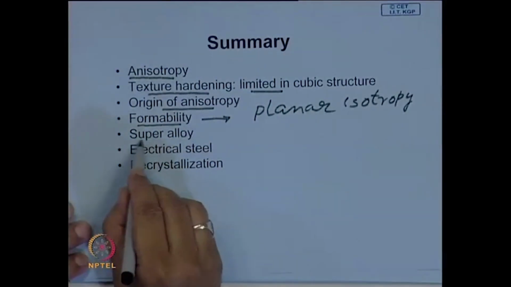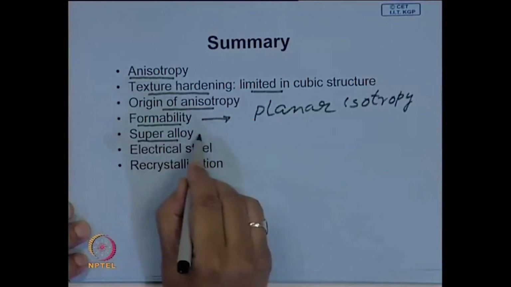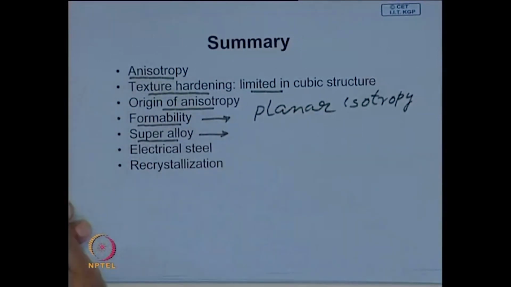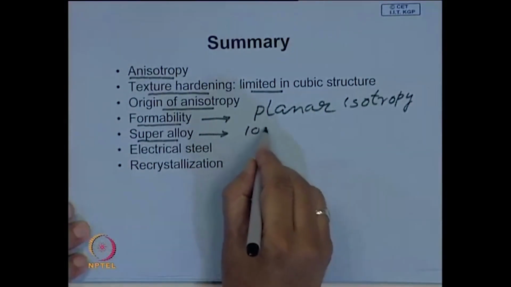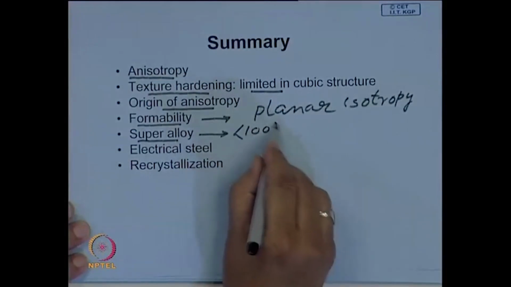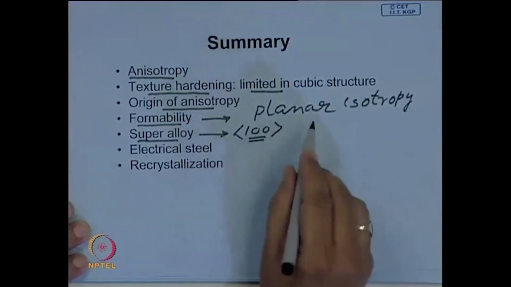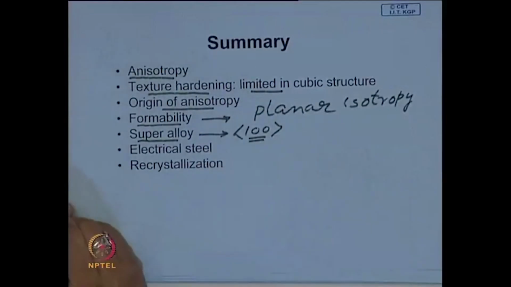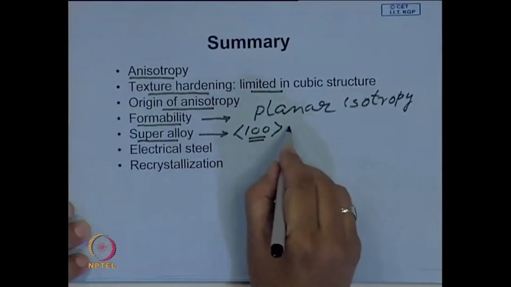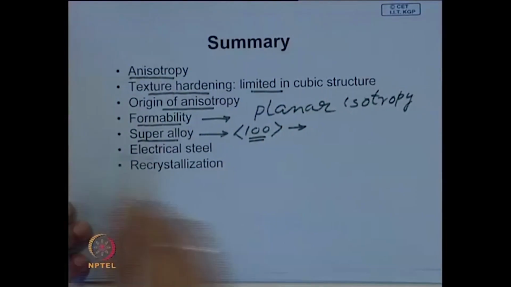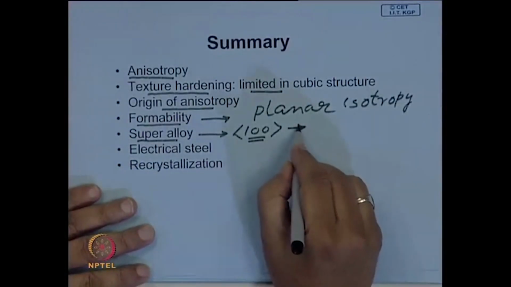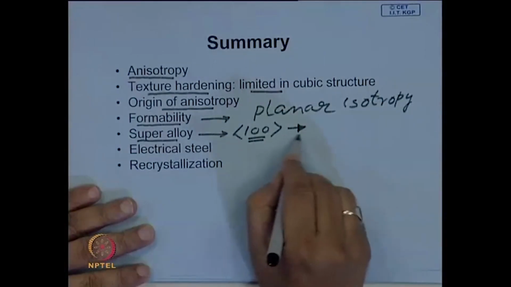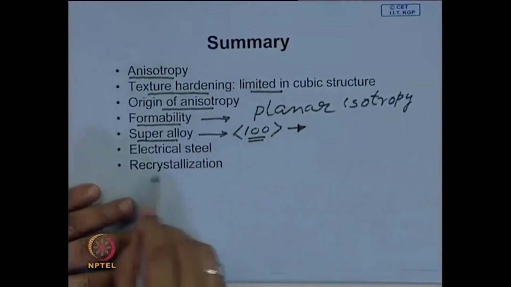We also looked at superalloys, which are high temperature materials. Textured materials have better creep resistance. When you have a nickel based superalloy, if you have the 110 direction as the tensile direction, then you have better creep resistance, and this is primarily obtained by controlling the solidification process through directional solidification.